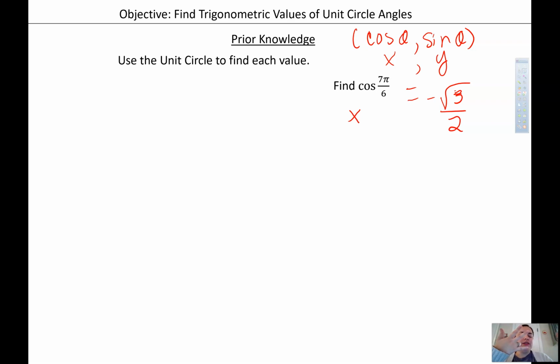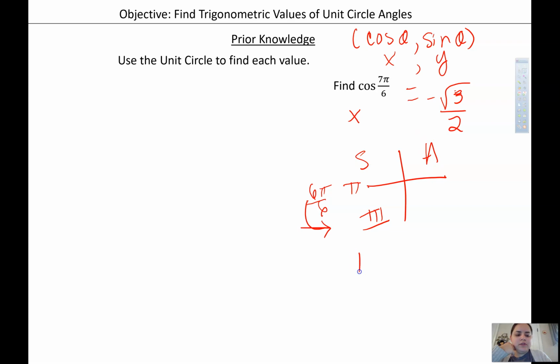And then 7 pi over 6, if you think about the coordinates, this is going to be pi, right? So pi would be 6 pi over 6. So 7 pi over 6 is going to be here in quadrant 3. Okay, so in quadrant 3, I have all students take calculus. So my T tells me tangent is positive, which means everything else is negative. So that's why this is a negative root 3 over 2. Okay, eventually you will have to memorize the whole unit circle. So knowing little tricks like that will help you versus having to look at your unit circle every time.